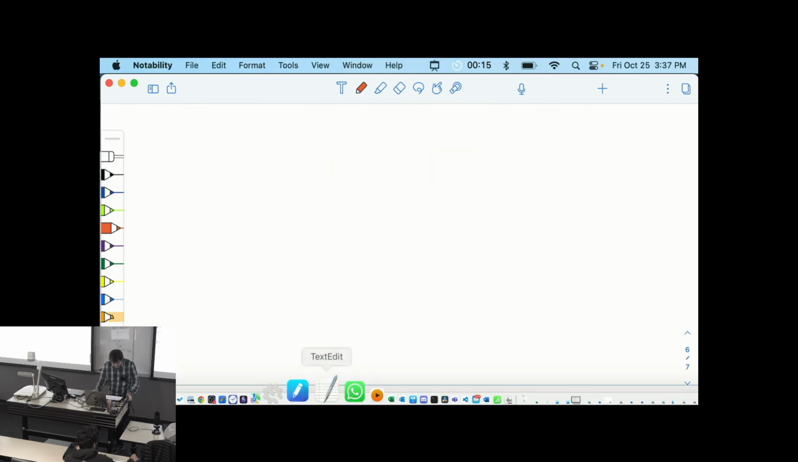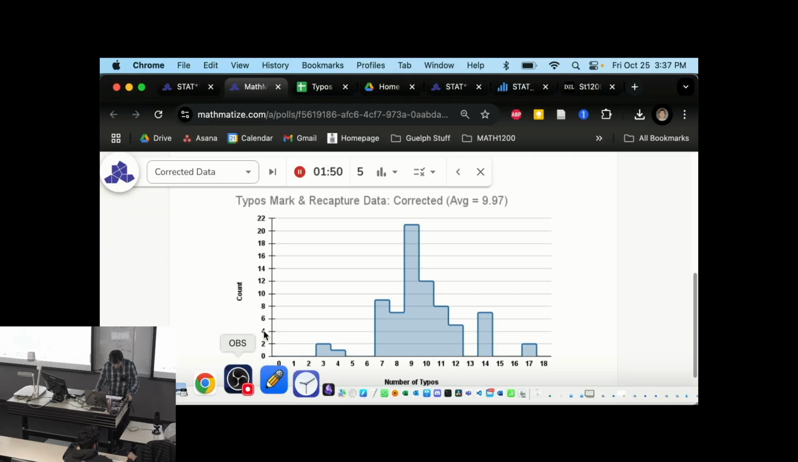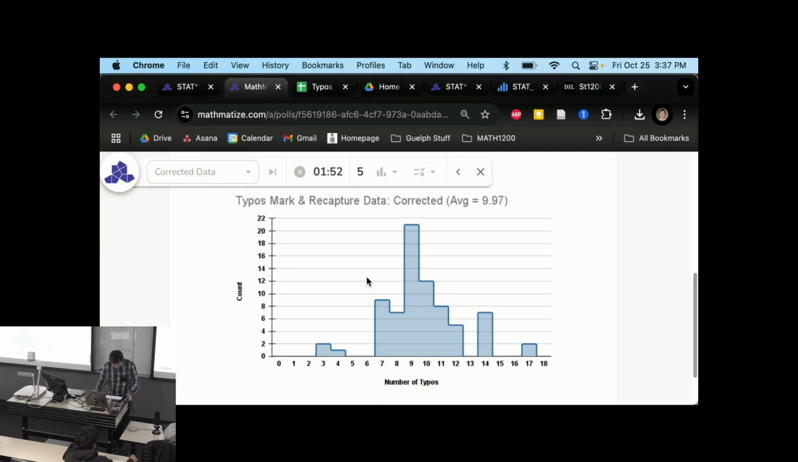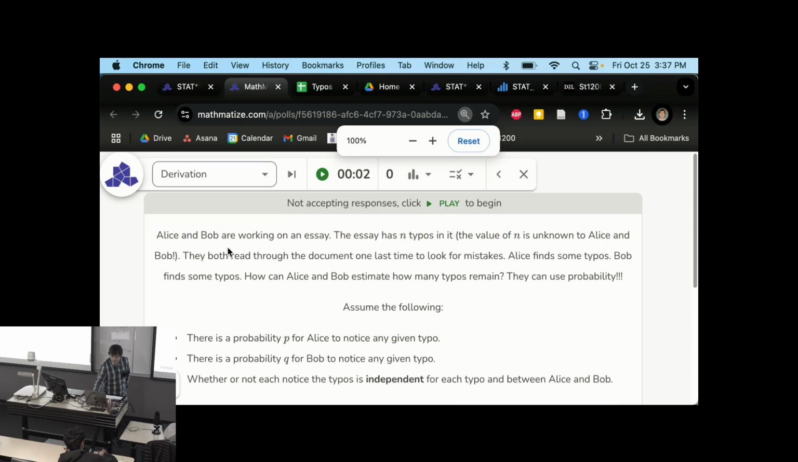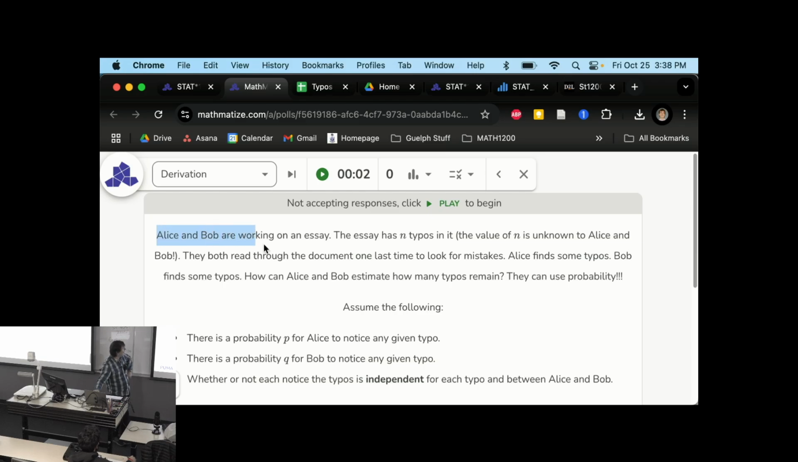Actually, I have the setup written down in Mathematize. So I'm going to open this up, this little derivation, and I will pause this so nobody answers. But here's the setup. So I have the two characters I named Alice and Bob, which is the traditional math name for two people. And in this one, they're working on an essay. You guys were given the essay, but whatever.